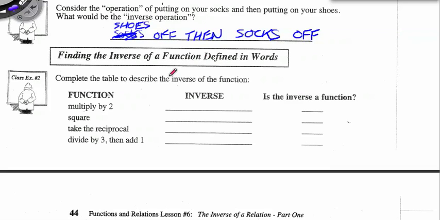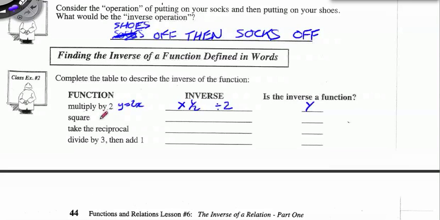Complete the table to describe the inverse of the function. So if you're multiplying by 2, the inverse is whichever function undoes that. So multiplying by 2 means you would multiply by a half, or of course you could say divide by 2. Is the inverse a function? Well, here you're taking x and multiplying by 2, so y would equal 2x. Here y would equal a half x. So that would be a function. Yes, it's a straight line.